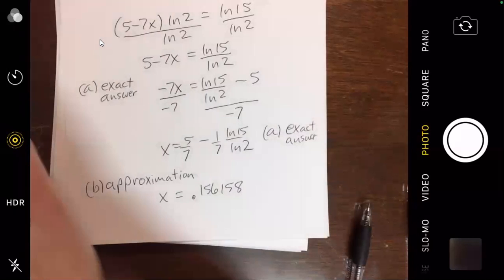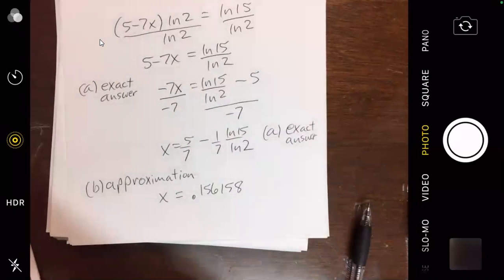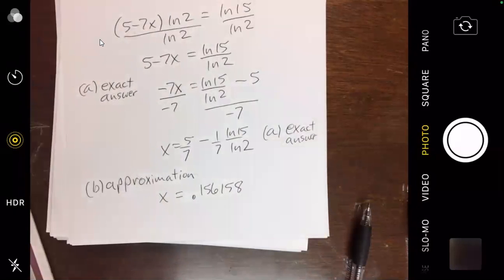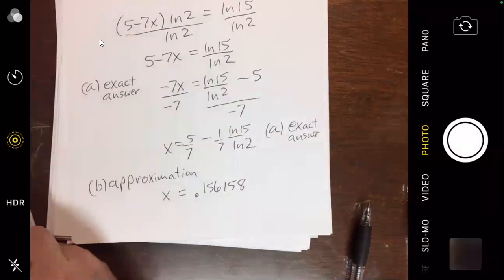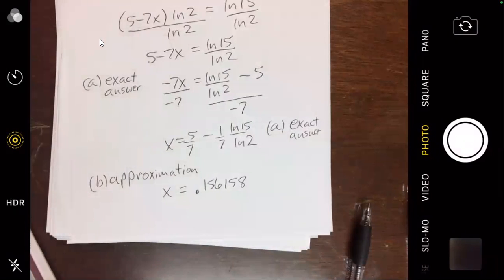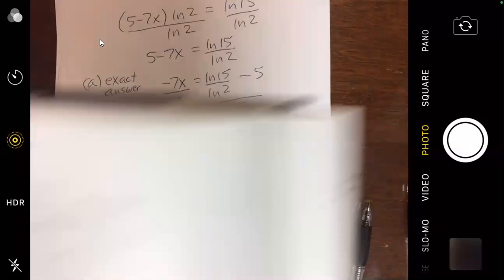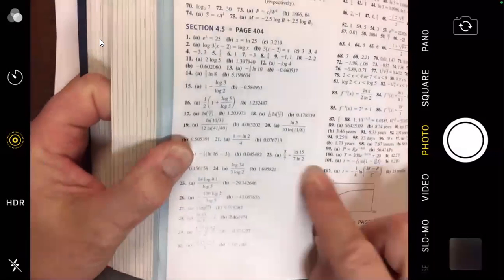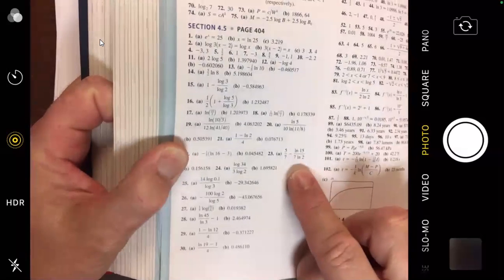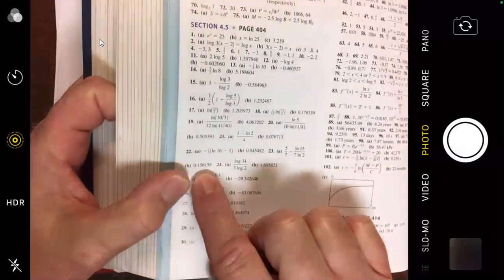Let's see. I don't know if we should check the first one. 4-5-23, wasn't it? Find the section number. 4-5. 23. Okay. All right. Yeah, that's basically it. 5/7 minus log 15 over 7 log 2. And part B is, yeah, 156, 158. So pretty much right on it.